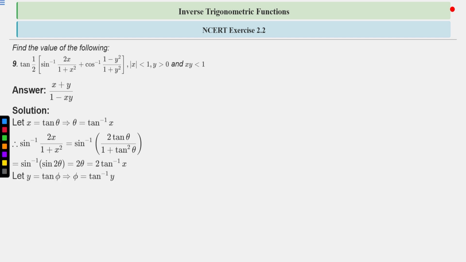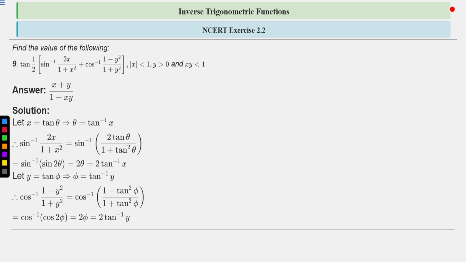Now let y equal tan phi. Therefore phi will be tan inverse y, right? So we will put y equal to tan phi in the given expression and we will get cos inverse of (1 minus y square) upon (1 plus y square) as cos inverse of (1 minus tan square phi) upon (1 plus tan square phi), right? Clear?